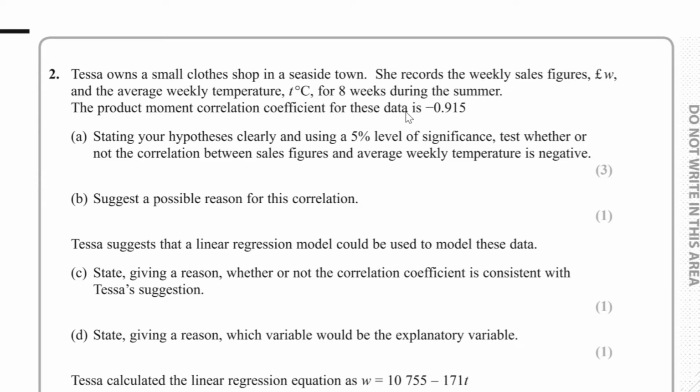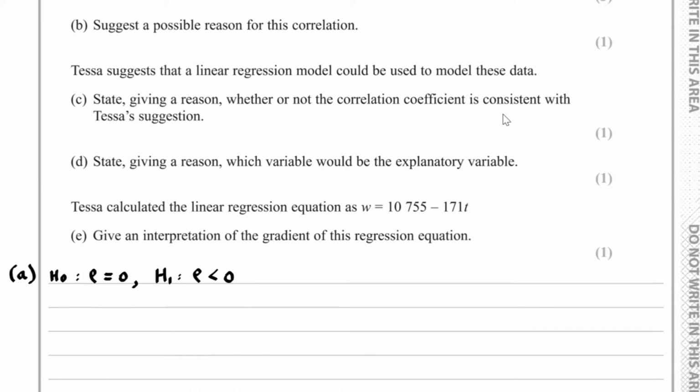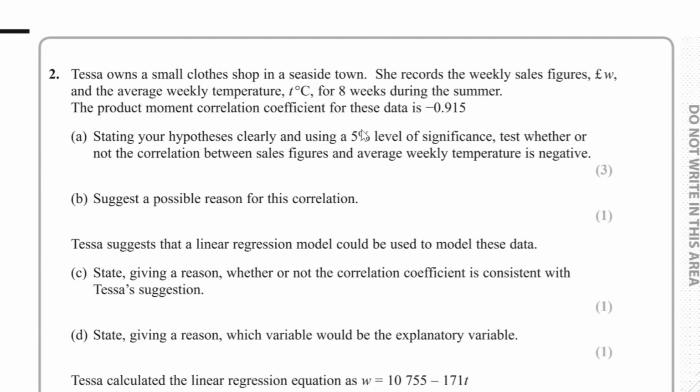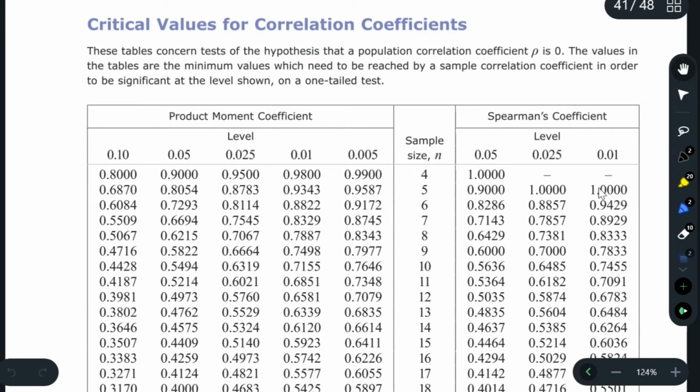Well, what we can do is, first of all, state our null and alternate hypothesis. For our null hypothesis, we've got rho equaling 0, we're saying that there's no correlation. And for our alternate hypothesis, we're saying that the product moment correlation coefficient is less than 0. And the reason it's less than 0 is because we've got minus here. So we are testing at the 5% level of significance. And if we go to the tables, for a 5% level of significance, with our sample size being 8, we have negative 0.6215.